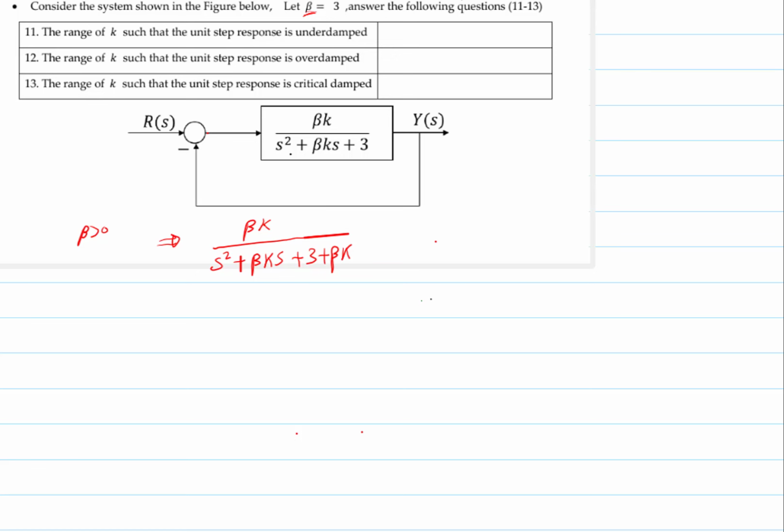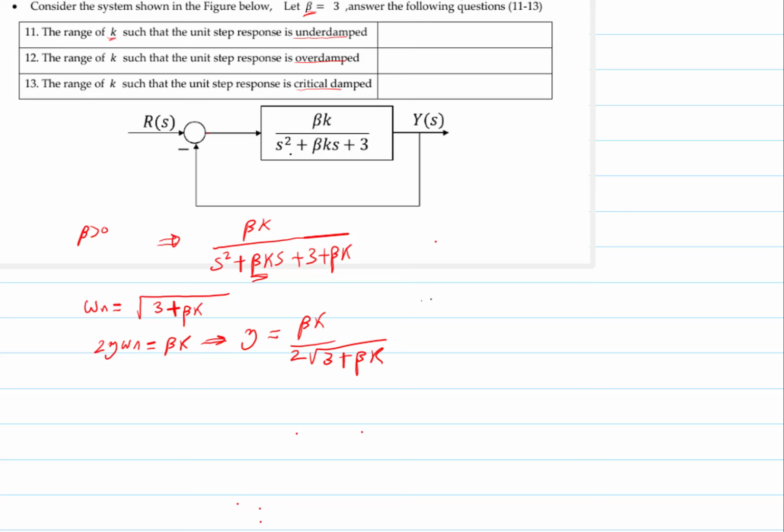Now we need to find k such that the step response of the system is underdamped, overdamped, or critically damped. We know that omega n is equal to the square root of 3 plus beta k, and from here we can find zeta. So 2 zeta omega n is equal to beta k. This means that zeta is equal to beta k over 2 omega n, which is 2 times the square root of 3 plus beta k.